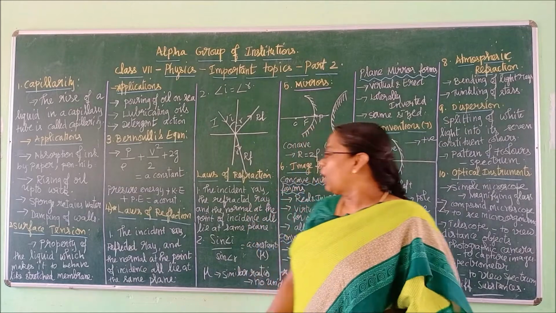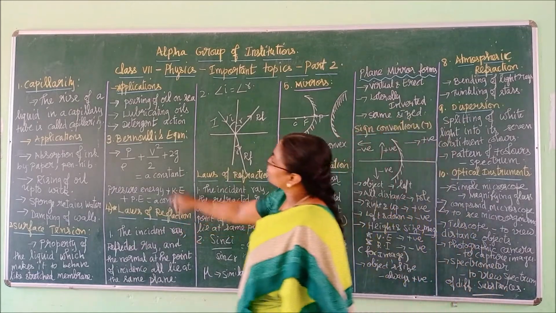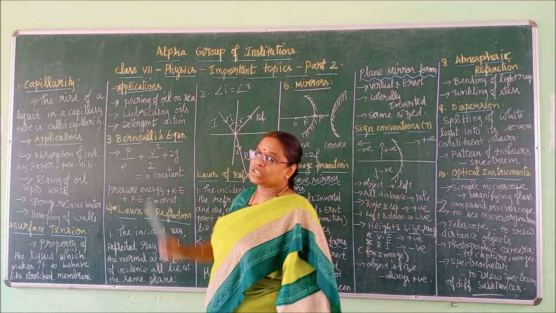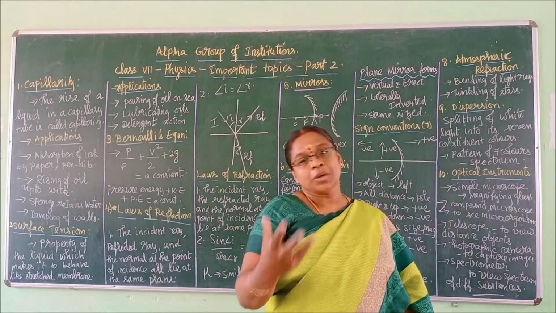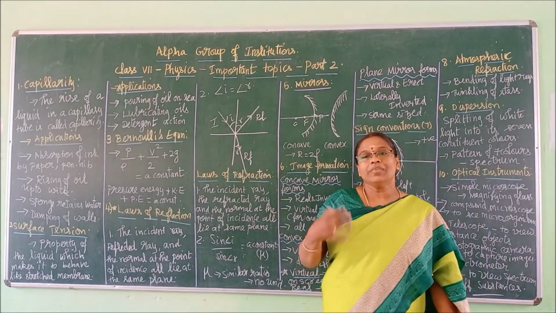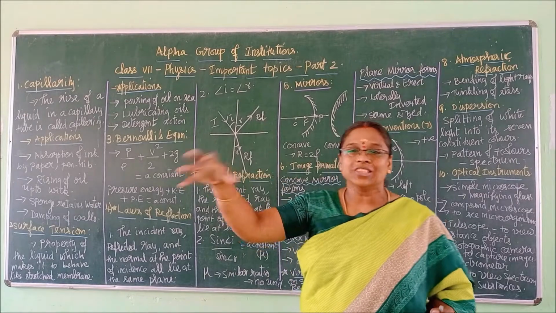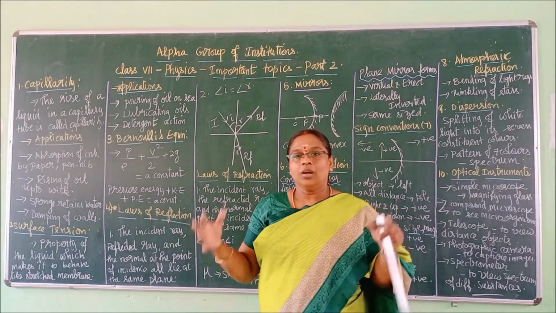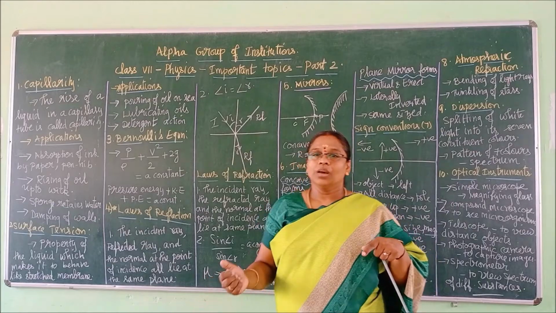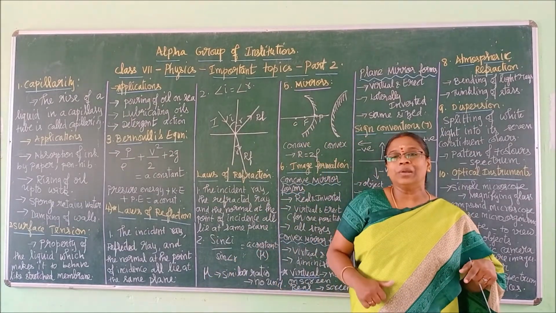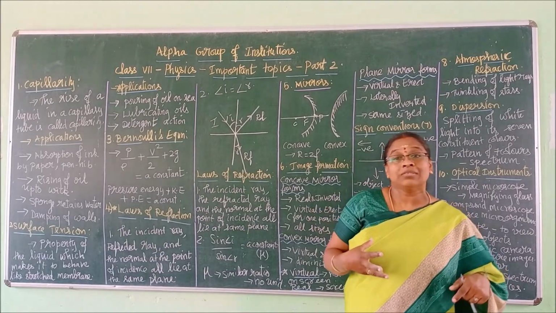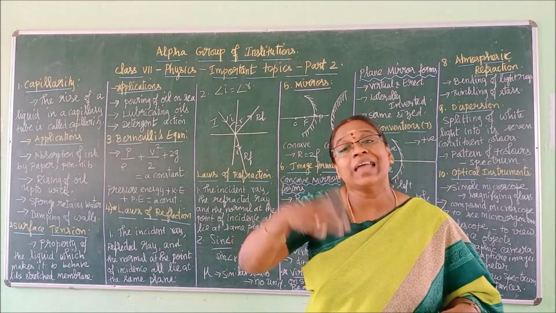Okay children, now we are moving to the applications of surface tension. The first one is pouring of oil on the sea. When fishermen go to sea during stormy weather, what do they do to protect themselves? They pour oil on the sea water. Cans and cans of oil are dropped in the sea water. Why do they do that? Because this oil has surface tension less than the water.